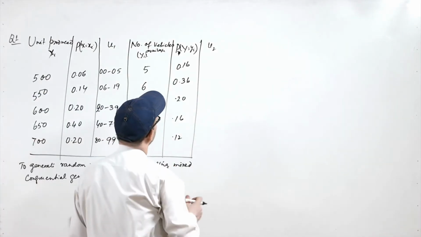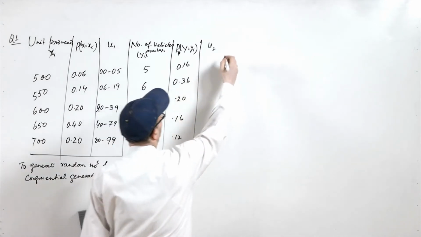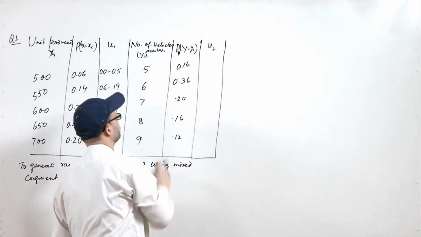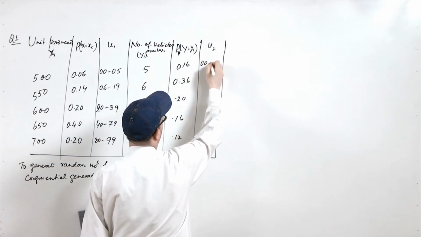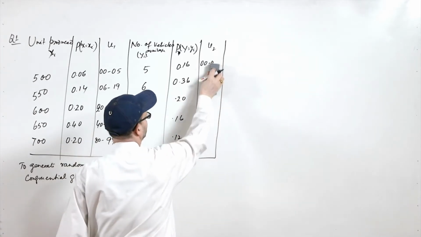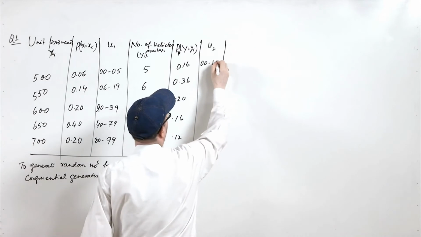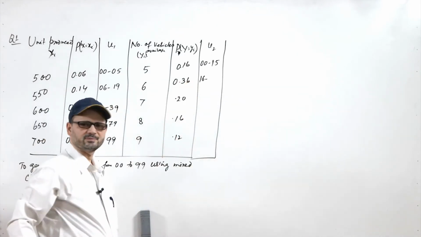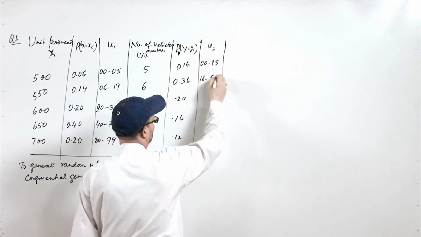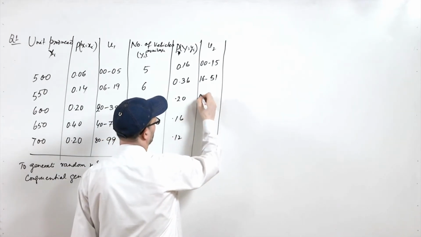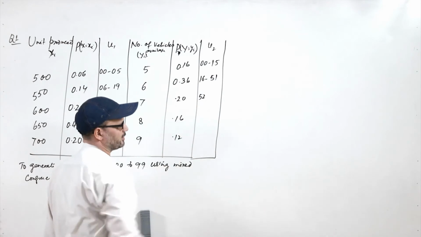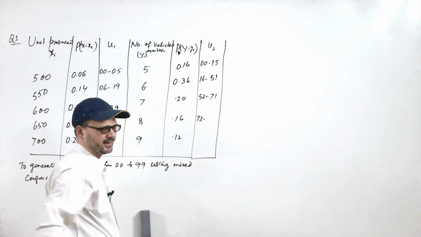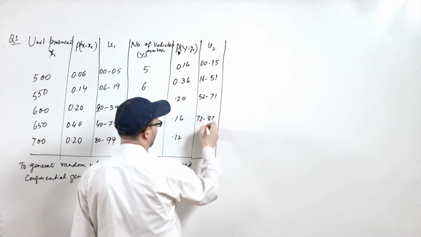Similarly, in the case of u2, the random numbers valid for finding these values will be 00 to 15, then 16 to 51, since 16 plus 36 is 52. Similarly, you have 52 to 71, where the cumulative value is 72 here, then 72 to 87, since 88 is the cumulative value, and then 88 to 99.